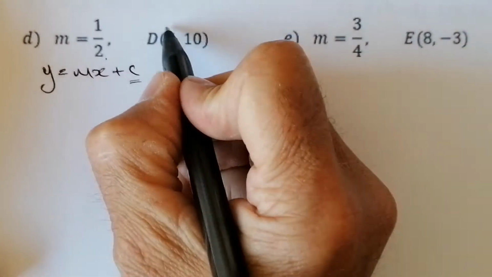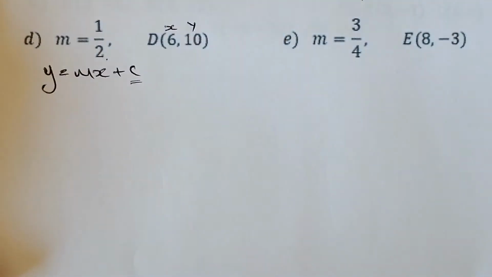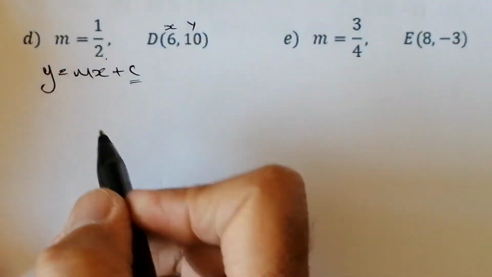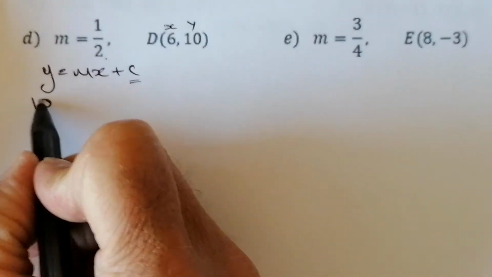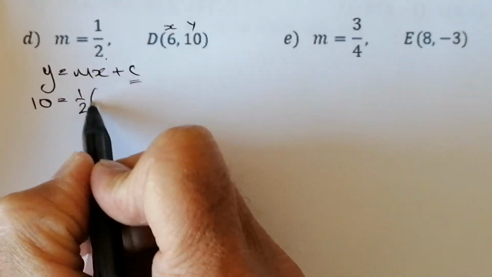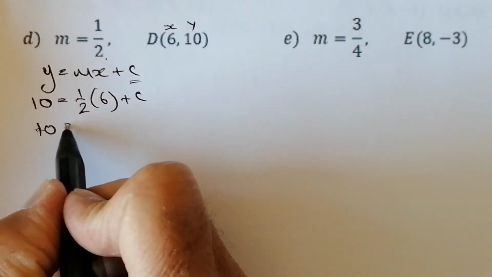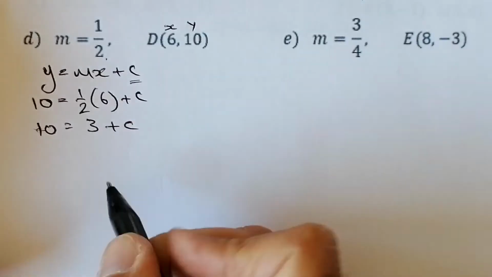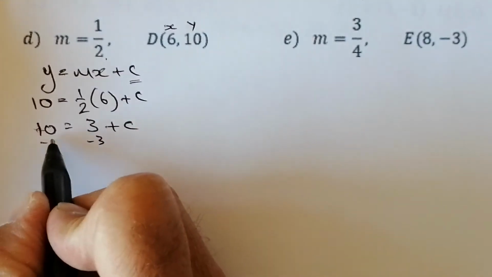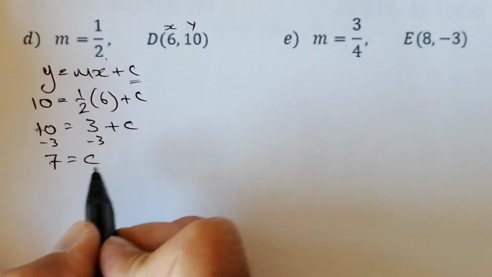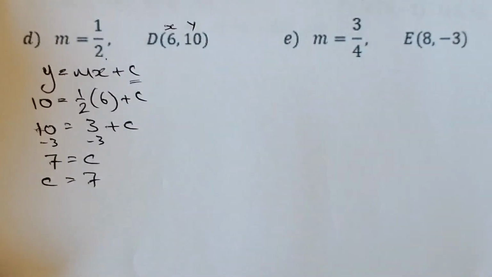Okay, so we know that that's x and that's y. We've got an m there as a half, so let's just substitute in. So that'll be 10 is equal to a half times 6 plus c. I'll work out half of 6, that's just going to give me 3 there. And what I'll do is I'll subtract 3 from both sides. That should give me 7 is equal to c, or c is equal to 7.